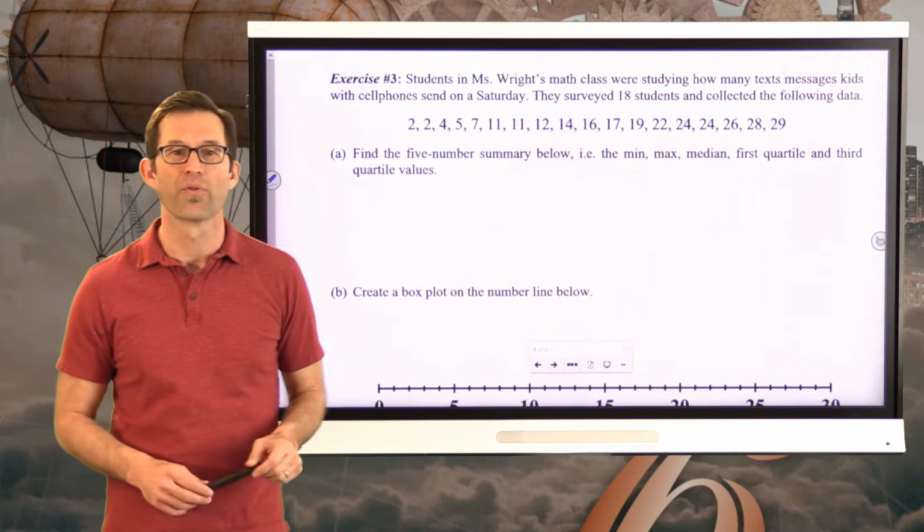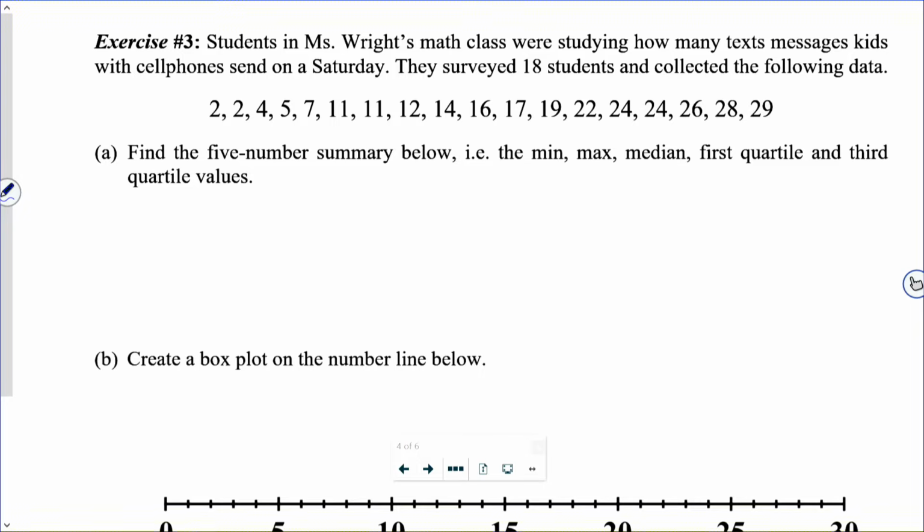All right, exercise number 3. Students in Mrs. Wright's math class were studying how many text messages kids with cell phones send on a Saturday. They surveyed 18 students and collected the following data. A, find the 5-number summary below, i.e. the min, the max, the median, the first quartile, and the third quartile values.